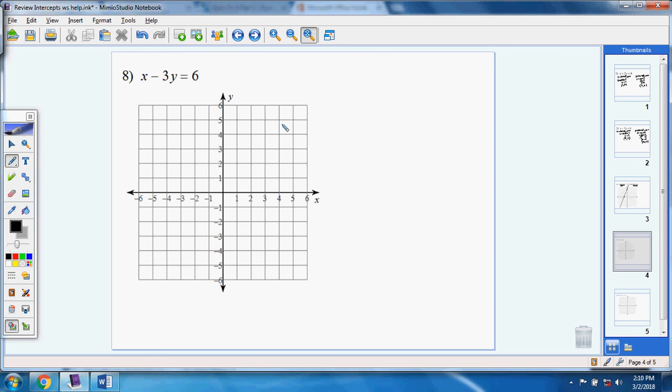All right, let's try number 8. If you notice, number 8 does not have the X-intercept and Y-intercept identified. So I'm going to come over here and do that little bit of work, just like we did on number 1 and number 2.